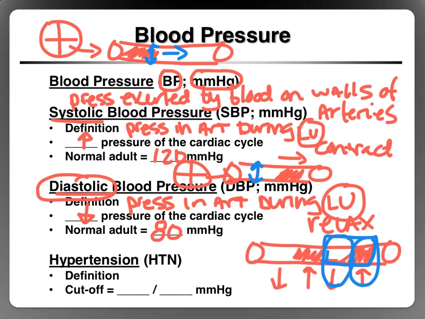Hypertension is defined as high blood pressure, and the cutoff for hypertension is a systolic of 140 or a diastolic of 90. You can have systolic hypertension, diastolic hypertension, or both values being high.